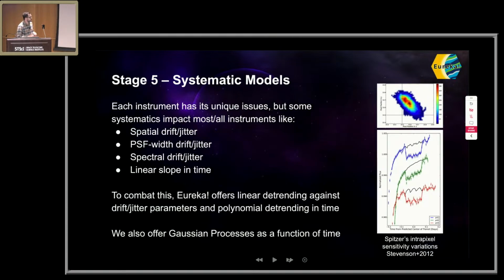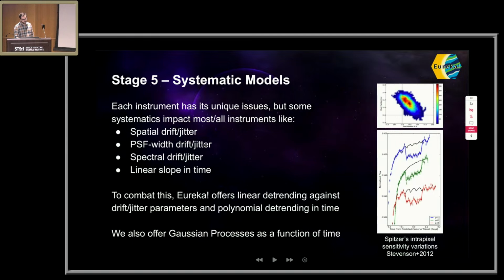Looking at systematic models, every instrument is unique, but there are systematics that impact all instruments alike, including past and present observatories. These include spatial drift and jitter, which we mentioned in stage 3, and the changing of the PSF width, which again we measured in stage 3. Nestor mentioned that with those ERS NIRSpec observations from Alderson et al., there was that mirror tilt event which showed up very clearly in the PSF shape. And so measuring these at an early stage really helps you out later on.